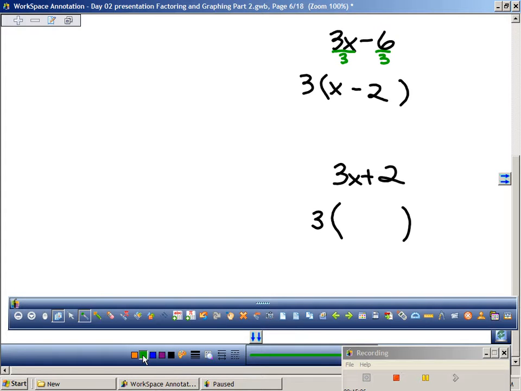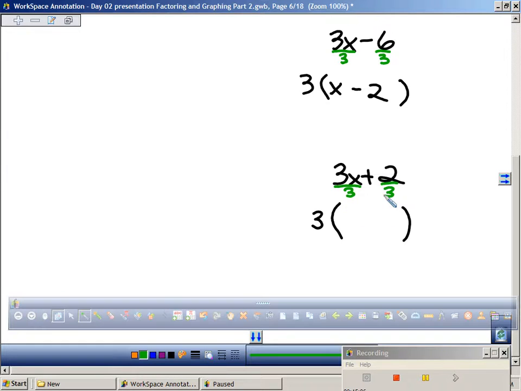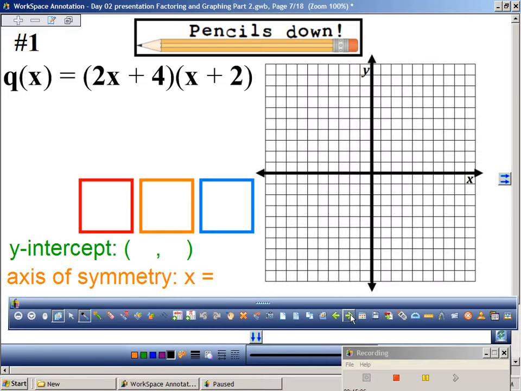So, all you guys did was divide by 3, divide by 3, Christopher. So when I divide by 3, it means I end up with an x, and when I divide 2 and 3, I can't simplify that anymore, right? So it's just 2/3. See that? Okay. Let's move on. All right, so pencils down.